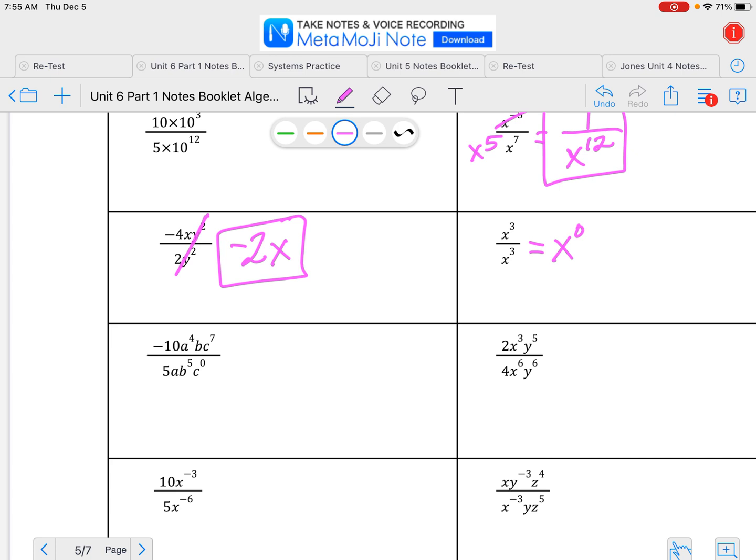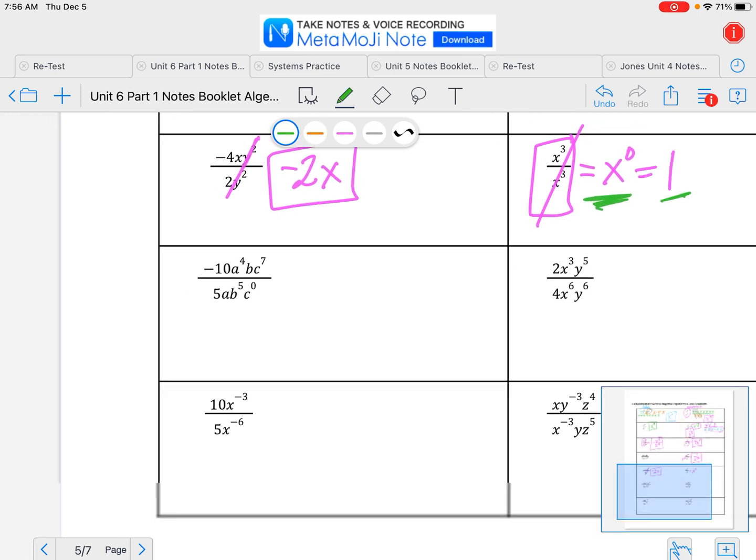Now what would happen here? 3 minus 3 is 0. But also, anything divided by itself cancels and is 1. So, new rule here: anything to the 0 power is 1.